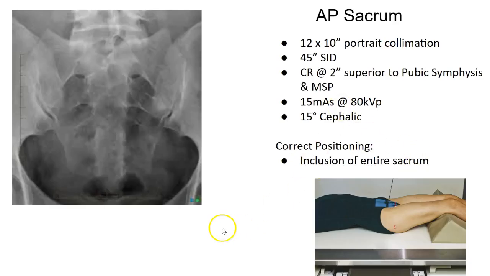So how do we know we're correctly positioned? Well, you need to include the entire sacrum, all the way here. So notice SI joints on both sides, and then we've included the fifth lumbar vertebrae as well. And this is kind of a grainy picture, but I usually put my right marker in the bottom corner. And then I do have my patients hold breath just to prevent motion.